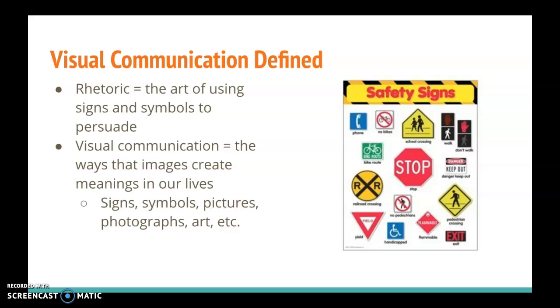Take a look at the safety signs on the screen right now. Believe it or not, these are an example of visual communication. When we see a stop sign or a yield sign, that tells us something. It tells us that we need to bring our car to a full and complete stop before proceeding through an intersection, or if it's a yield sign, that we need to simply slow down at the intersection, check for any cars coming from different directions, and proceed with caution. So these symbols visually communicate with us, and symbols like these and other symbols can actually be persuasive.